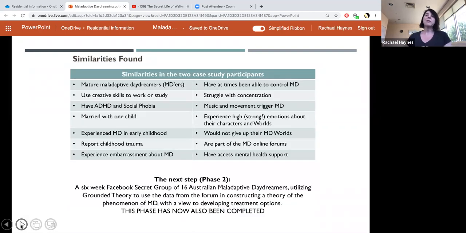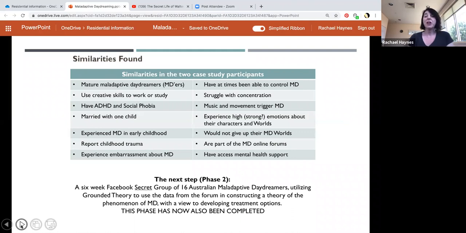Now, some other similarities were found through the coding. Well, both people were mature maladaptive daydreamers. Both used their creative skills to work or to study. Both had ADHD and social phobia. This one's not correct. One was married with 1 child and the second one had 2. Both had experienced maladaptive daydreaming in early childhood.